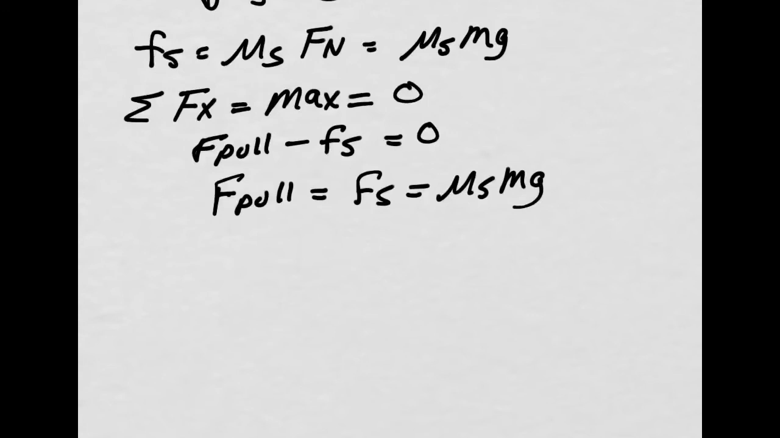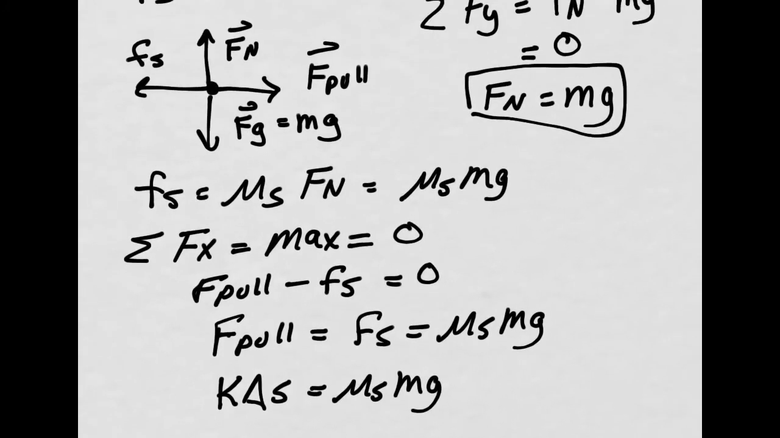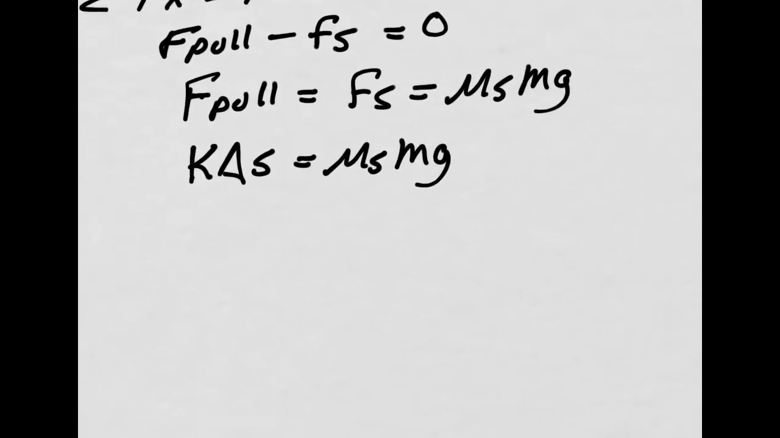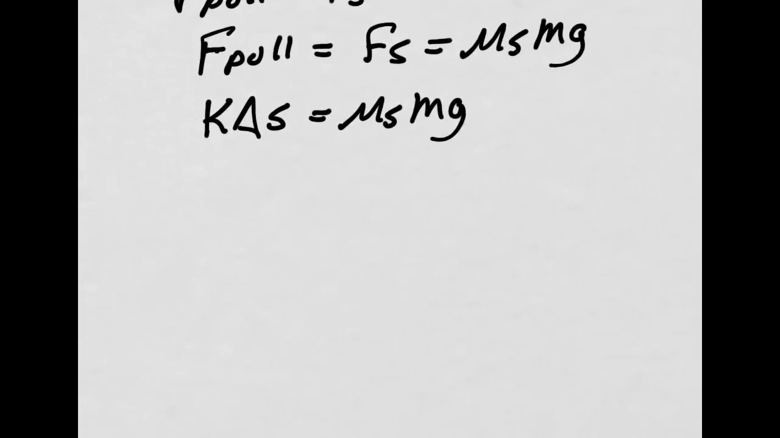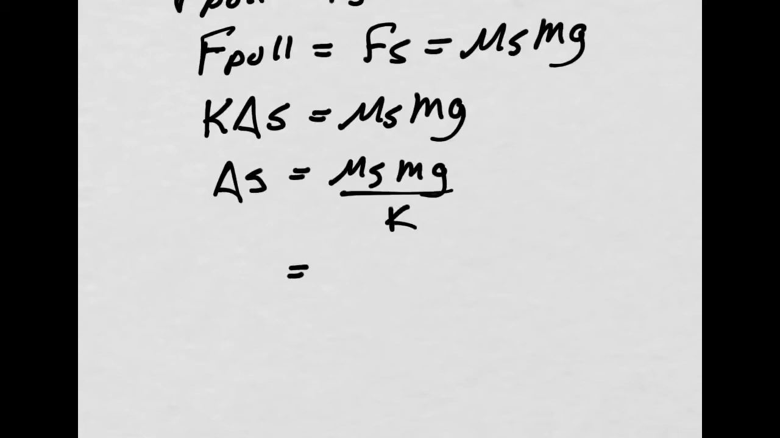F pull is equal to k delta s, and that equals mu s mg. So note, I didn't include the negative sign because the negative sign just indicates direction, and we defined this way to be positive x. So to solve for delta s, we just divide both sides by k and get mu s mg over k.